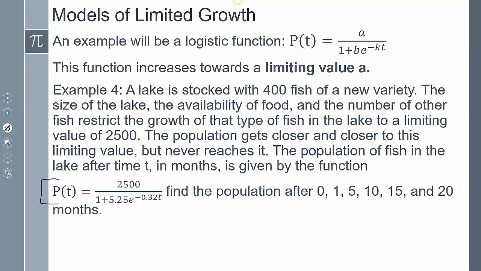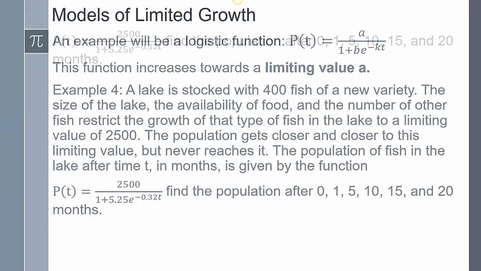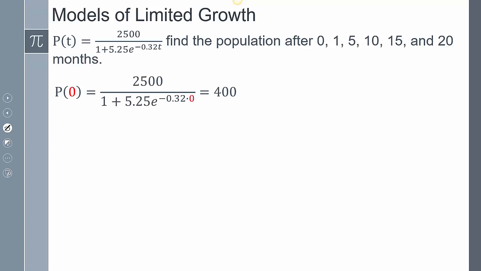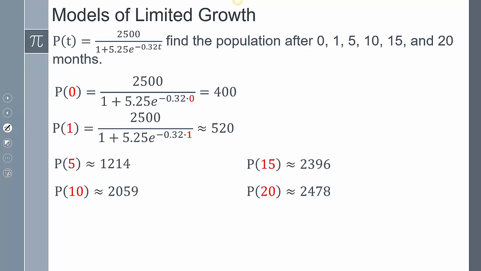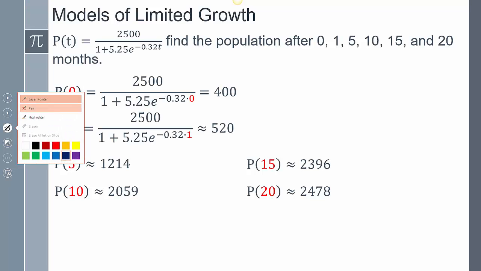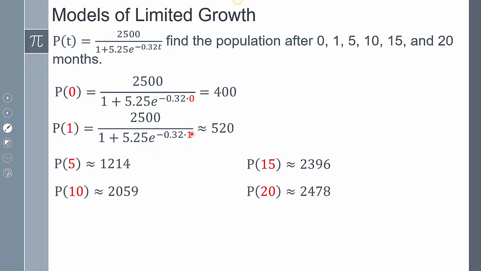So this is the modeled function that's going to be given to you, and it's asking to find the population after these months. Now remember, t in this case is going to be modeled in months for this specific function. So all it's asking us to do with that function is to plug in 0 for t, plug in 1 for t, plug in 5 for t, plug in 10 for t, plug in 15 for t, and plug in 20 for t. And so all I did is plug the value in there, enter that in your calculator, and you're going to get approximately these values.